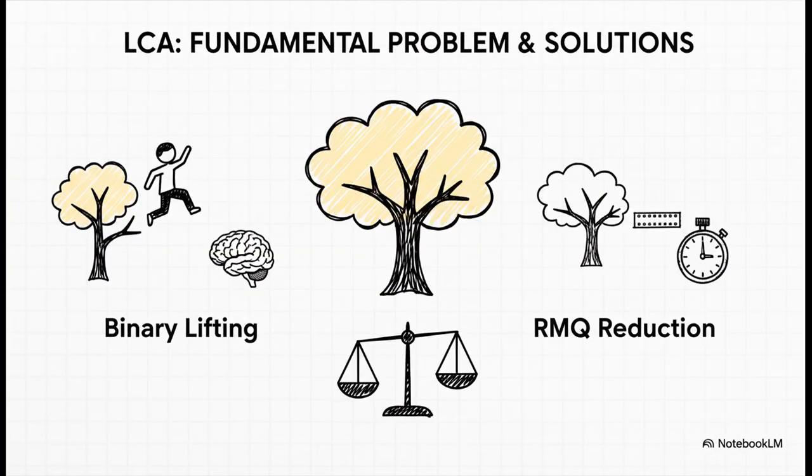So, to wrap it all up, the lowest common ancestor problem is a fundamental piece of the puzzle when it comes to trees. And now you know two incredibly powerful ways to solve it: binary lifting and RMQ reduction. One gives you simplicity with great performance, the other gives you unbeatable query speed. The key is understanding the trade-offs and knowing exactly when to pull each one out of your toolkit. That's what separates a good programmer from a great one.